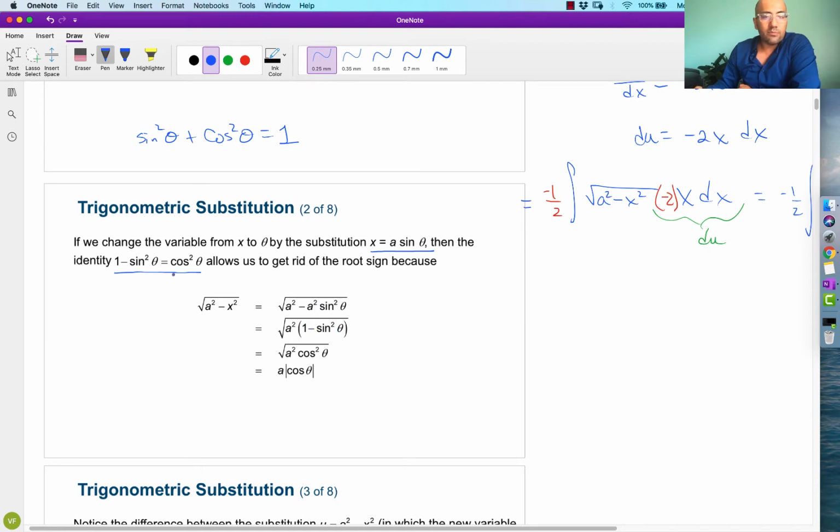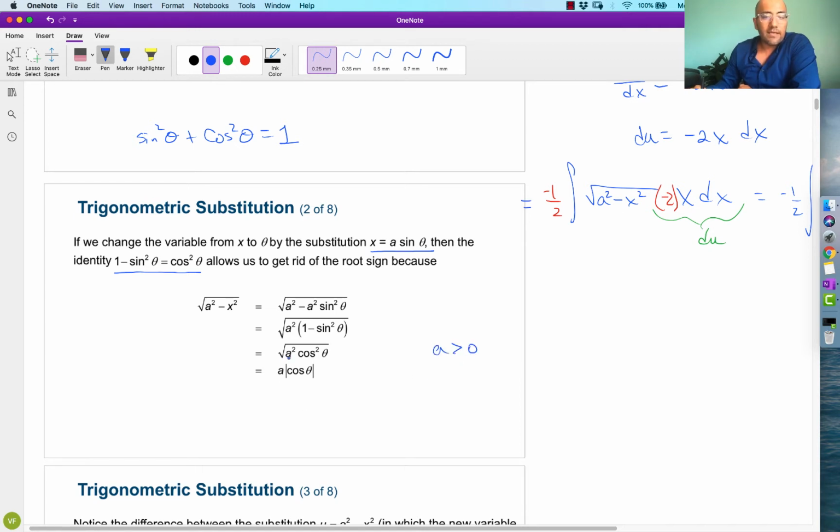We can then use this property to rewrite this part as cosine squared. And then we can take the square root of a squared, that's going to be a, and here this becomes the absolute value of cosine theta. The reason this becomes a is because from the beginning we assumed that a had to be positive.